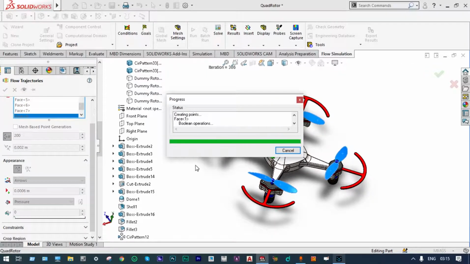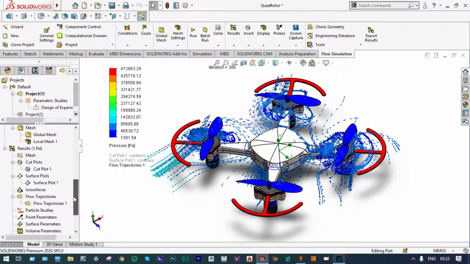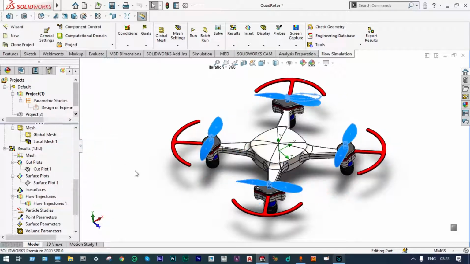Grid check. So the particle study is running right now. This is the particle study. It is better to see the particle study in the form of animation. Flow trajectories. Let us play these things.